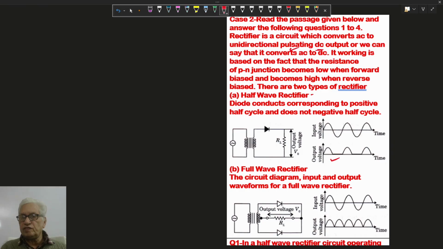But in the full wave rectifier, there are two diodes D1 and D2. For the positive half cycle, D1 is forward biased and works, D2 does not work. For the negative half cycle, D2 works and D1 does not work because it is reverse biased. So here the full wave is rectified in the output.